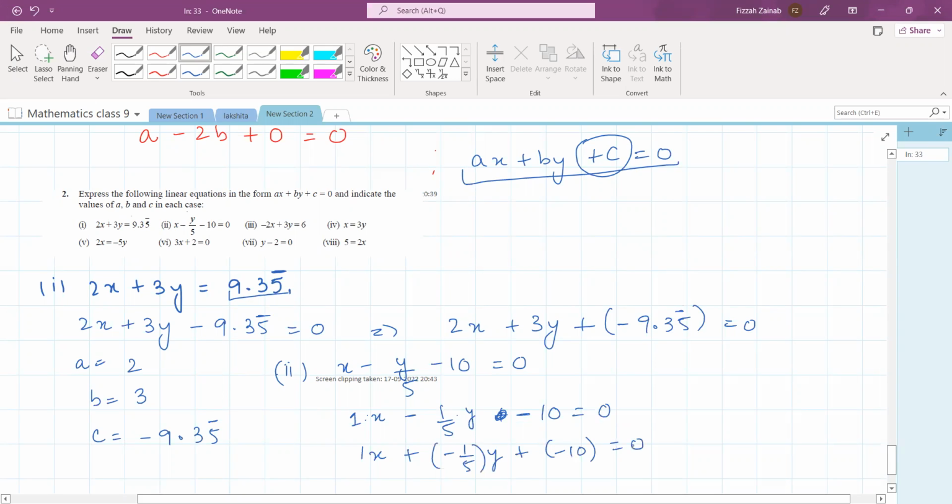So now you can see this is ax plus by plus c. So what is a now? 1. Okay, and b? Minus 1 by 5. And c? Minus 10. Very good. Now please do the third one, then I'll ask a, b, c.